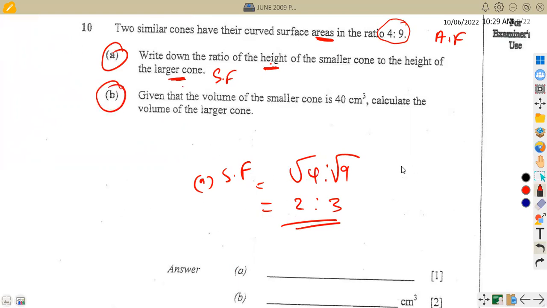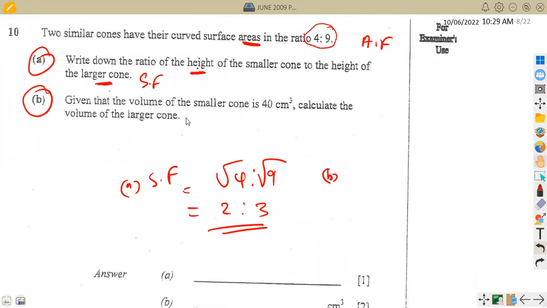B, take note on B what we are given. On B, we are now given that the volume of the smaller cone is 40. What are we talking about? We are talking of volume. The moment you are given volume, know that you are supposed to find the volume factor. And how do you find volume factor? If you have got the scale factor, we just raise that scale factor to the power of 3.